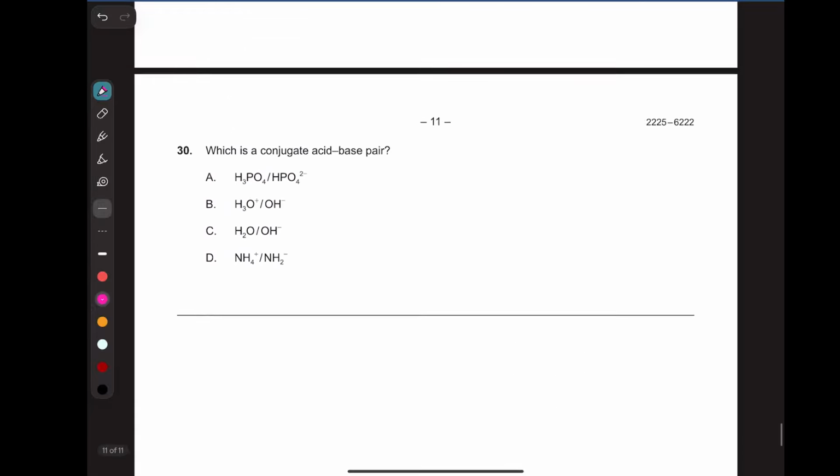Now the last question, which one is a conjugate acid-base pair? So the difference between them should be an H plus ion. So H3PO4, HPO4 2 minus. No, because if you remove an H plus, it should form H2PO4 minus. So this would have been a conjugate acid-base pair, but this is not, so wrong. H3O plus, OH minus. Again, this is wrong because H3O plus, if you remove H plus, you'll get H2O, or if you add H plus to H2O, you'll get this. So these are a conjugate acid-base pair, but this is not.